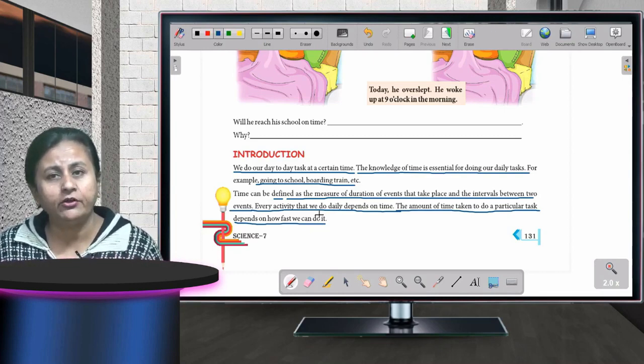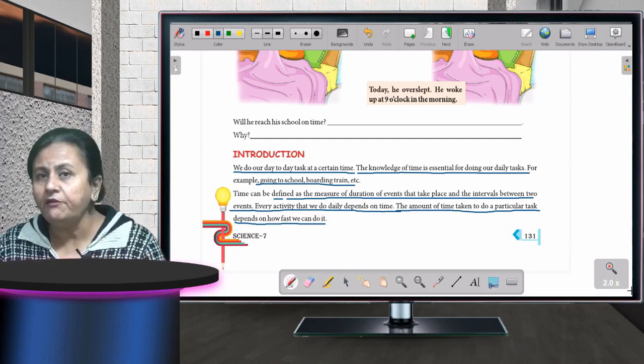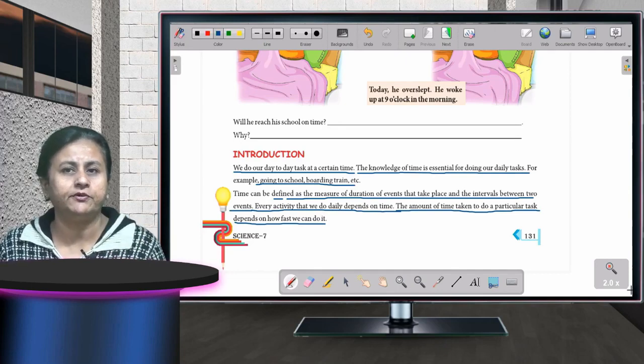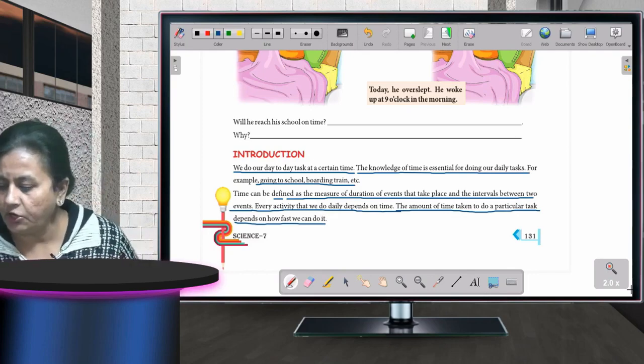If we are taking a lot of time, that means we are doing the task slowly. If we are doing the given work at proper time, that means our speed was okay and we were able to finish that. Fine, children. Now moving to the next page.